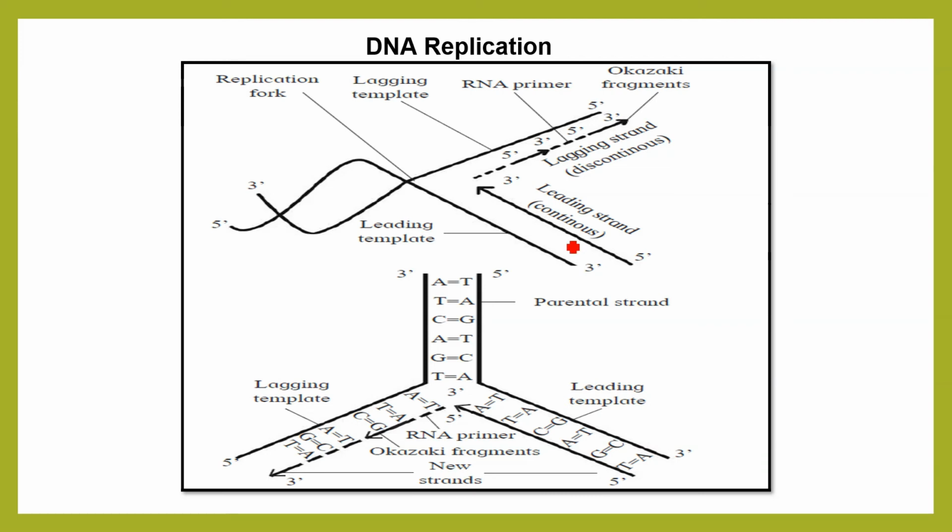Now we'll start from this strand first, this one. The original strand is called the parental strand, whereas the parallel strand, that is nothing but this one, is the new strand. Now what happens in this leading strand, if you see, the 5 prime is over here, and this is the 3 prime.